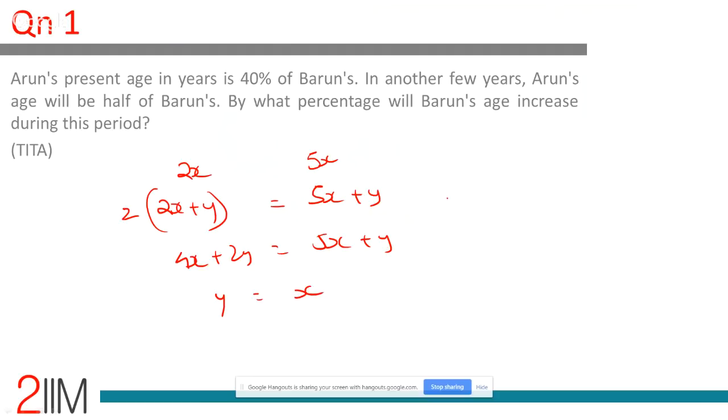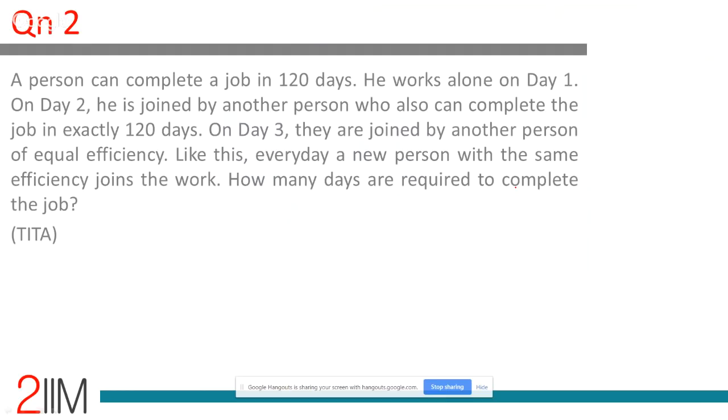Barun's age, which was 5x, is going to become 6x. So 2x and 5x become 3x and 6x. y is the same as x. By what percentage will Barun's age increase? Barun's age increases by x out of 5x, that is 20%. Done. So this is a slide we have, let's go for marking the answer. The answer is 20%. The question was, by what percentage will it increase? By 20%. Go to the next one.